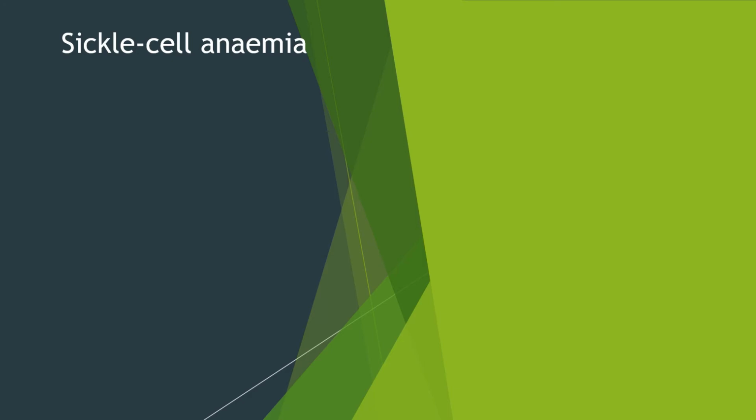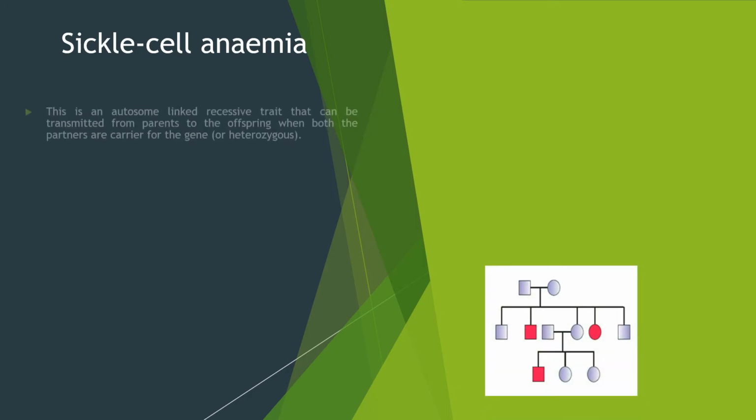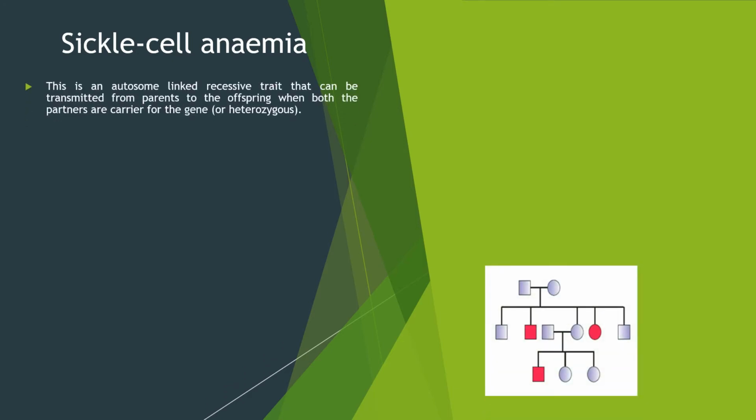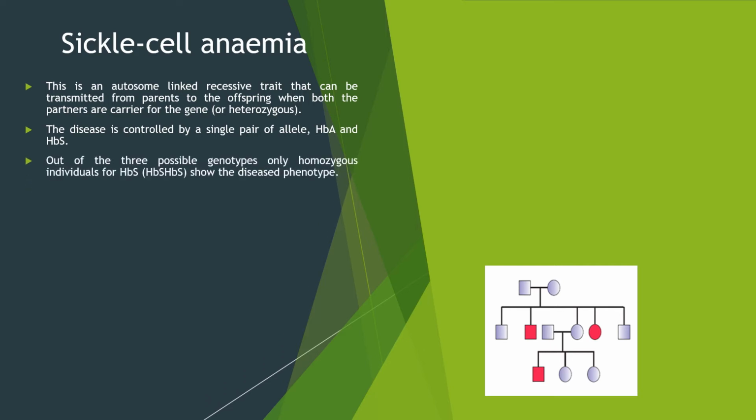Sickle cell anemia is an autosome-linked recessive trait that can be transmitted from parents to the offspring when both the partners are carriers for the gene. The disease is controlled by a single pair of alleles, HbA and HbS. Out of the three possible genotypes, only individuals homozygous for HbS show the diseased phenotype.